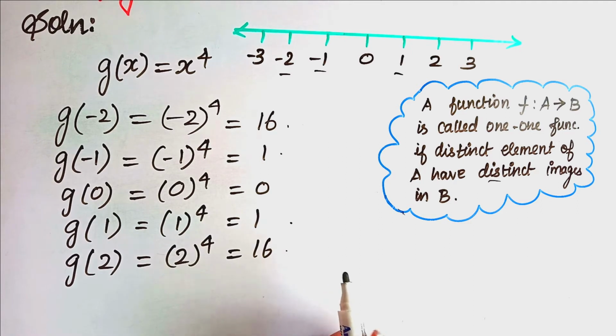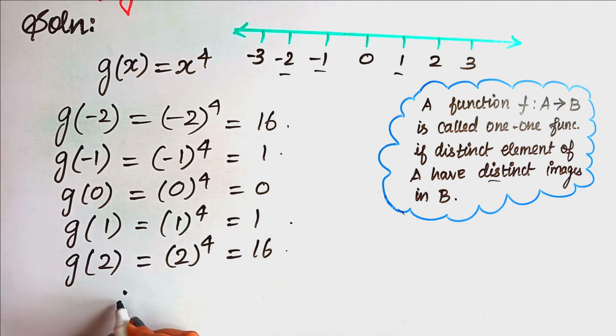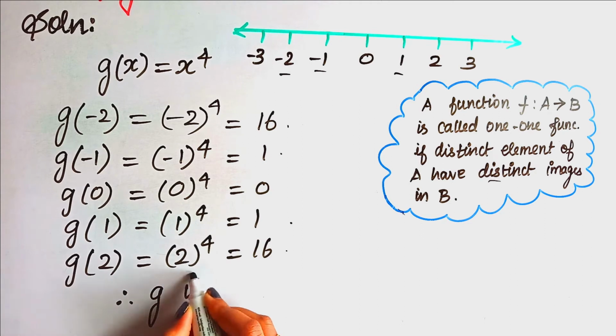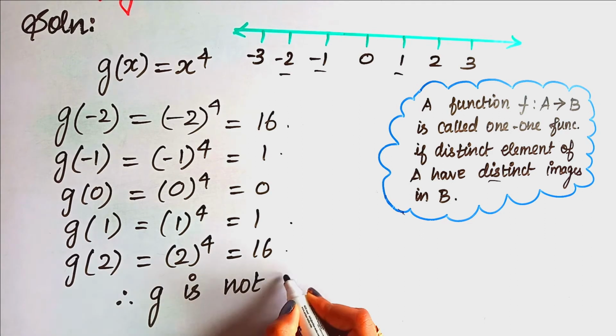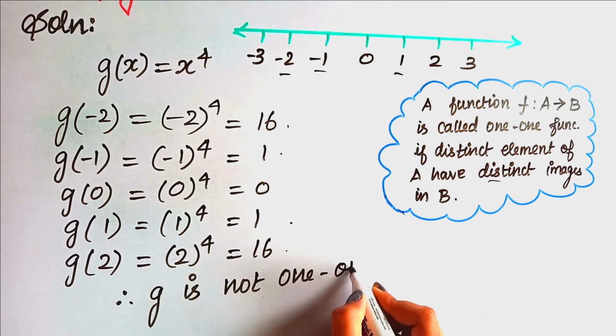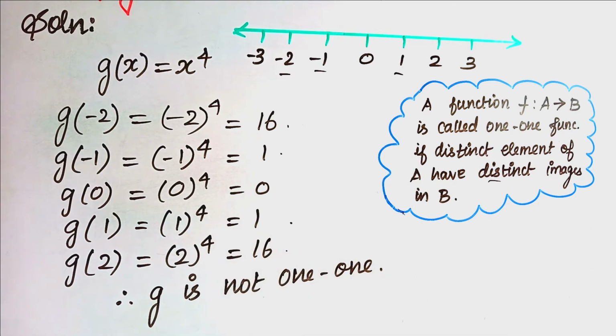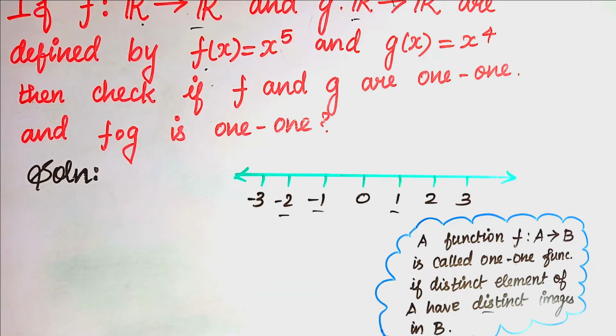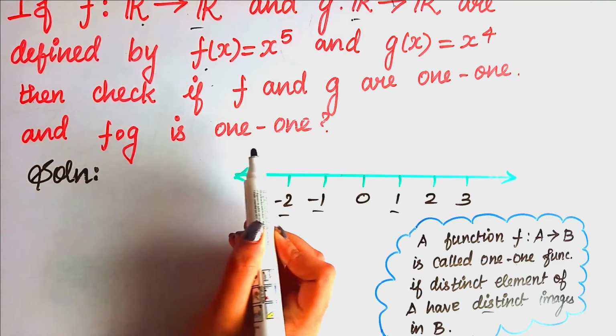Okay, so you can write it as, therefore, g is not one-to-one. So we have found that f is a one-to-one function, and g is not a one-to-one function. So finally, what we need to find is whether f dot g is one-to-one or not.